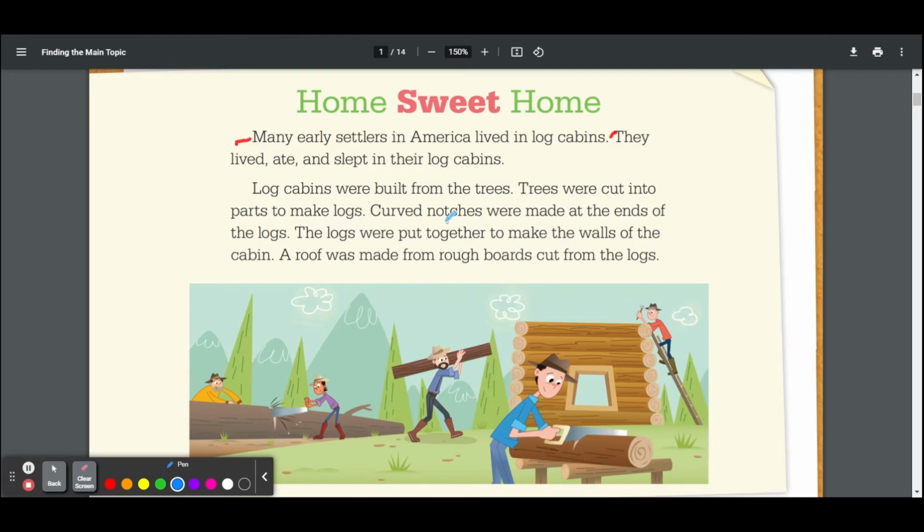Where do we see proof that these settlers lived in log cabins? We need evidence or proof that they lived there. And this first sentence tells us right out they lived, ate, and slept in their log cabins. So that's proof or evidence that they stayed there. Can you find another piece of proof that they lived in the log cabins from the second paragraph?